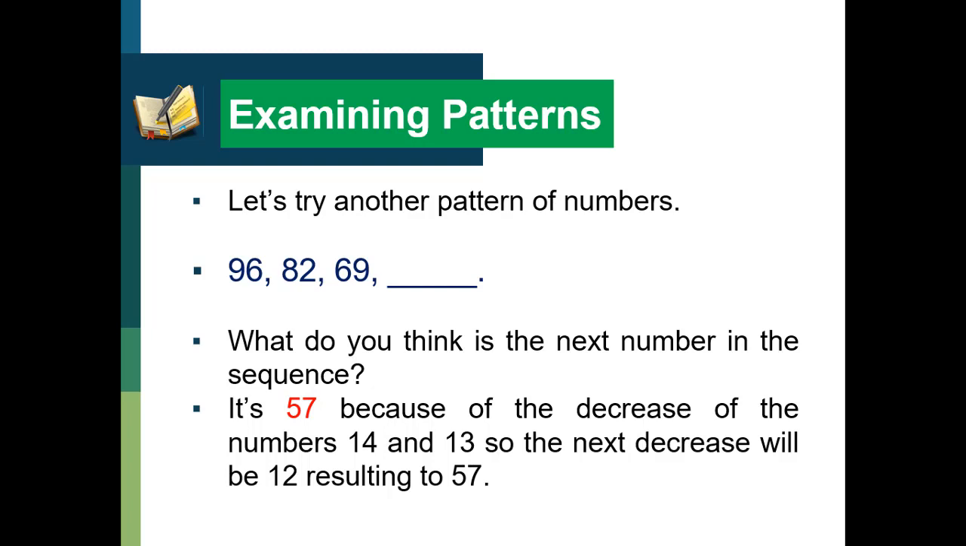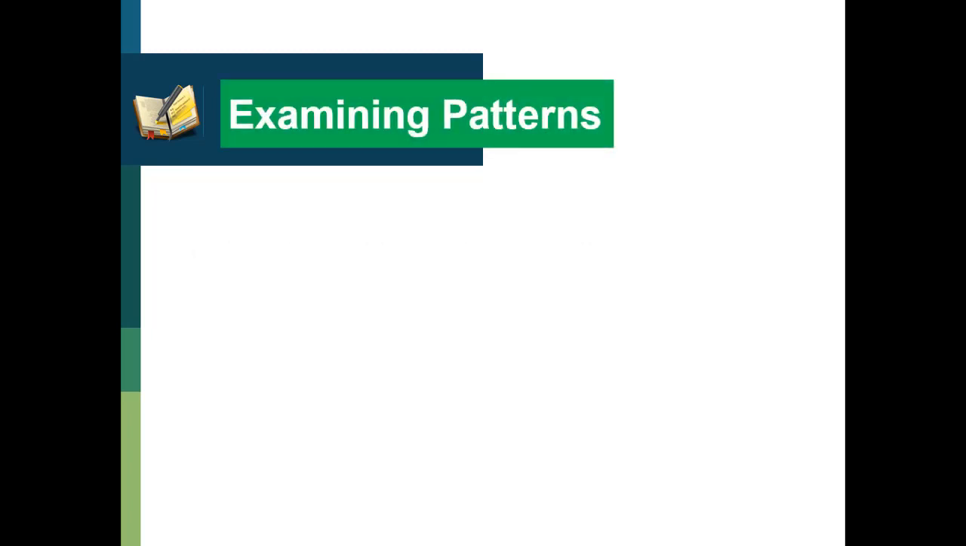So take a look. 96 minus 82 is 14. 82 minus 69 is 13. So basically, the next decrease will be a number that is 1 unit lesser than the previous one. So that will become 12. That's why 69 minus 12 will give you 57. Did you get it? Okay. This time we will examine another pattern, a pattern of letters.